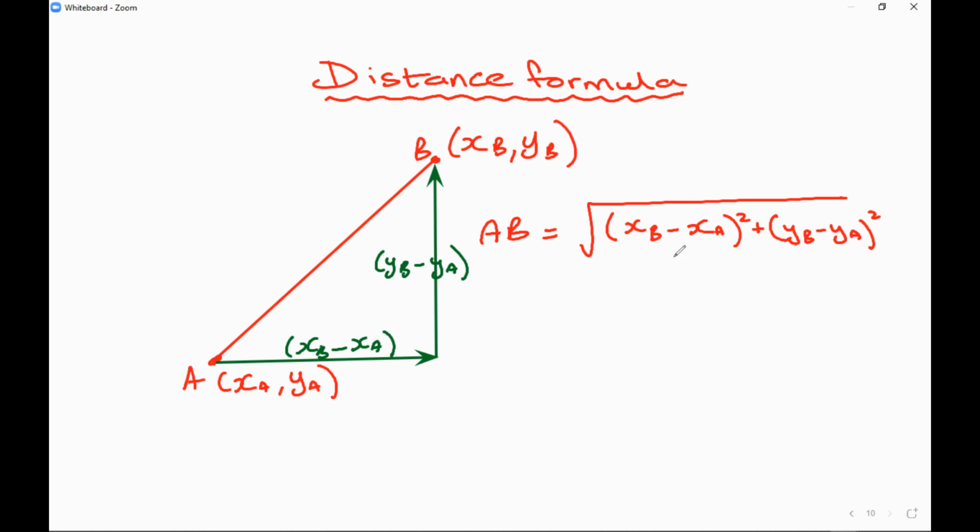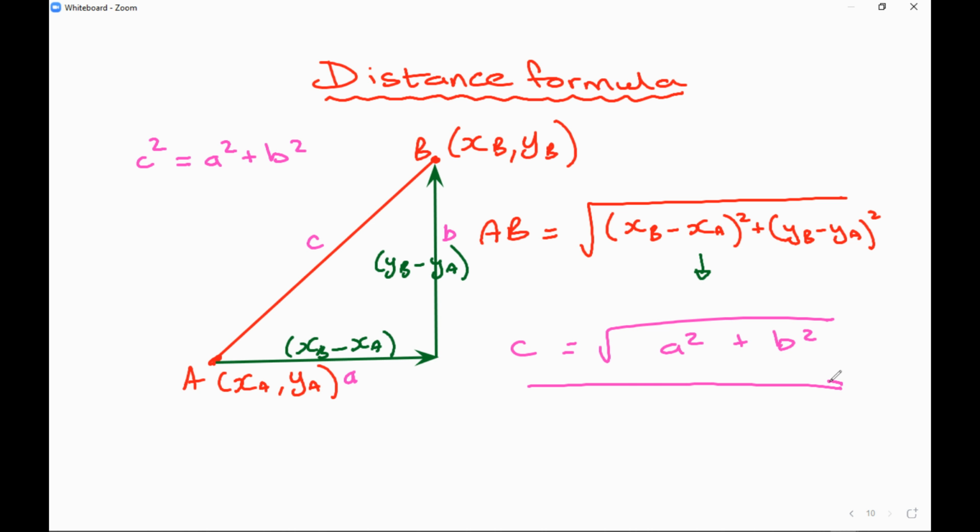Now, if you look carefully at this, this is actually Pythagoras' theorem. Because if I call this A, B, and C, C squared is equal to A squared plus B squared. And you can see A is xb minus xa, and B is that there. So this is like the square root of A squared plus B squared, and that's equal to C. And that's known as the distance formula. Let's have a look at an example.